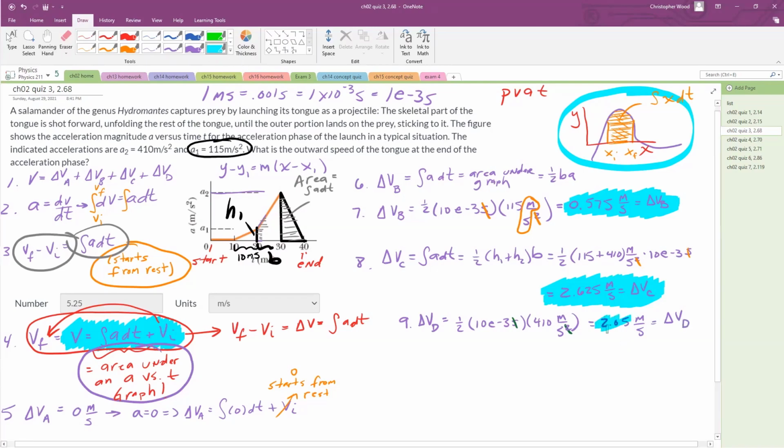So I am done with the components, and all I have to do is add up all of these changes. So number 10, the velocity is just, as I said before, I'll just make a little copy and paste here. I'm just going to recycle my starting position.